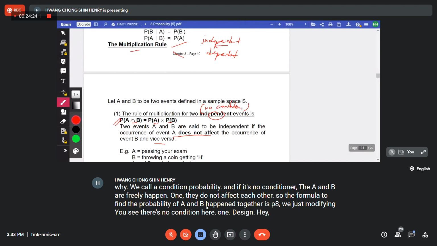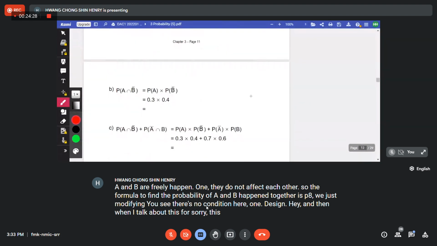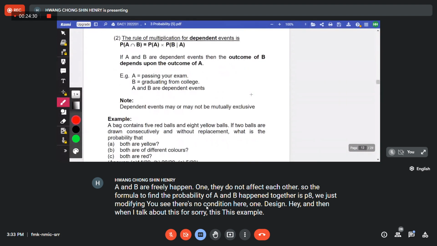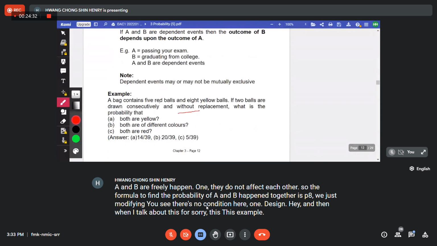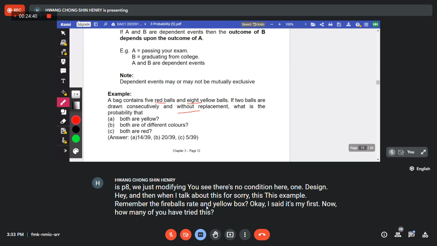Okay, and then when I talk about this example, remember the 5 balls, red and yellow balls? Okay, I said I would discuss this one first. Now, how many of you have tried this? Cannot get? Oh, can anyone get the answer?